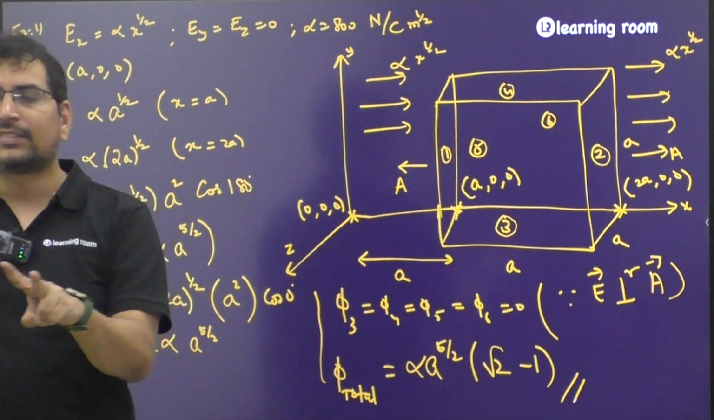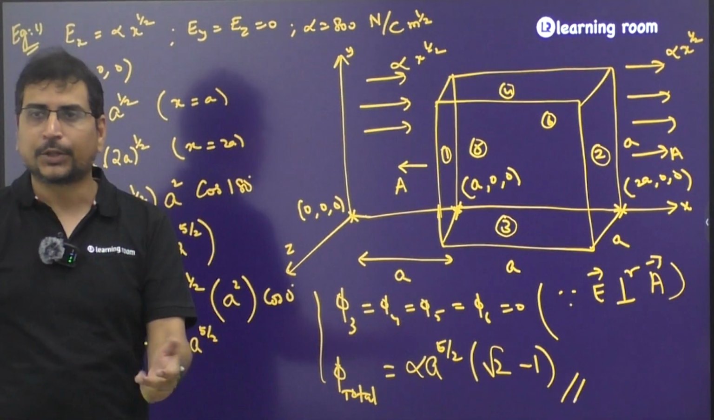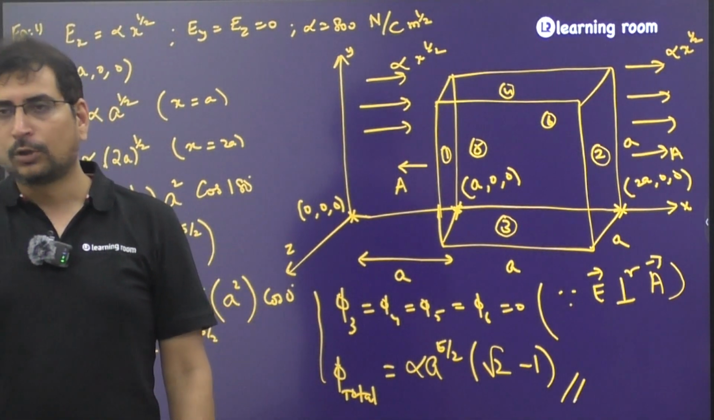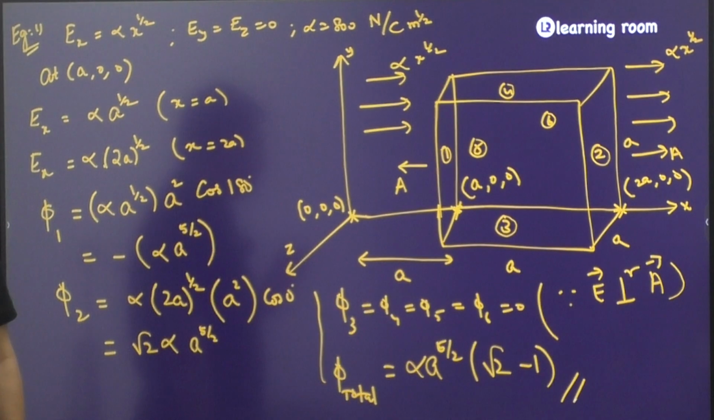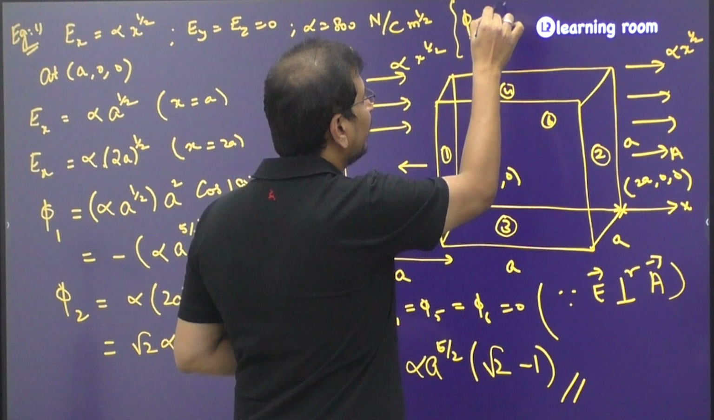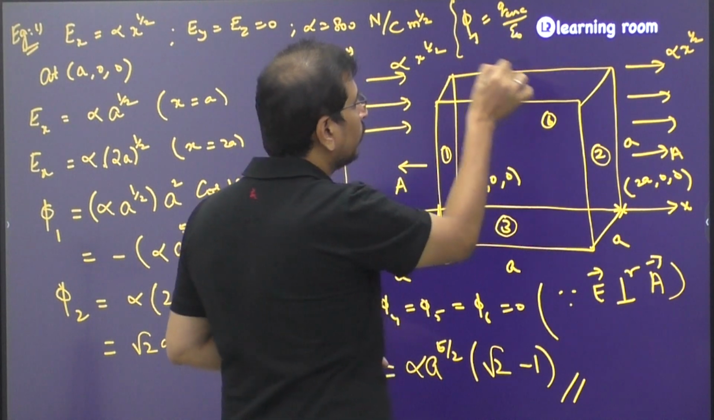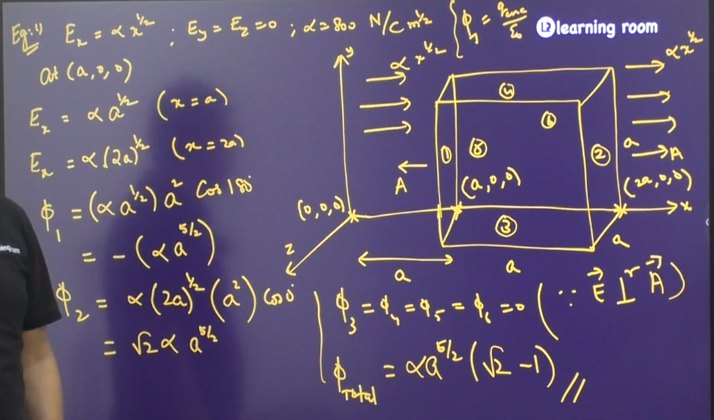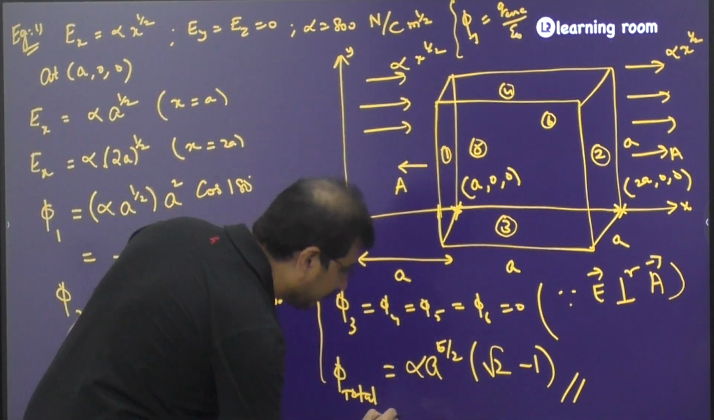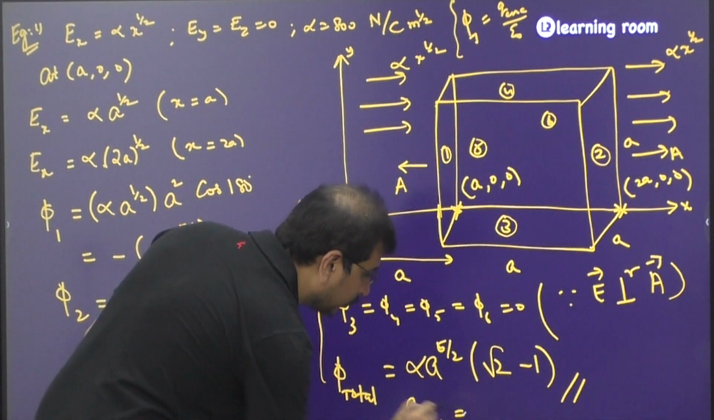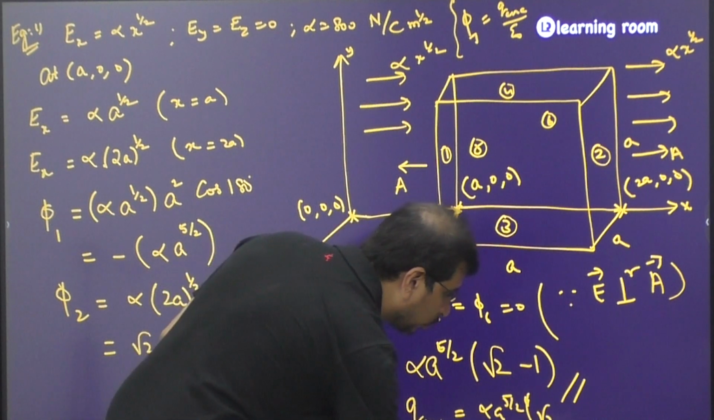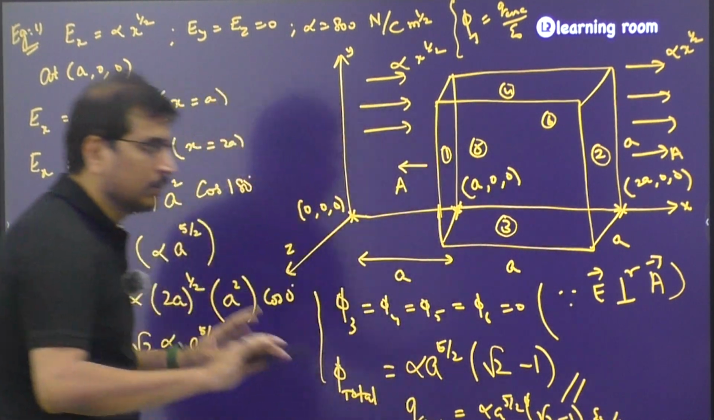And the second part is they are asking what is the total charge that is present inside the cube. It's very simple. Once you find the flux, multiply the flux with epsilon naught, that will give you the answer. Because what does Gauss law state? If you know the total flux, it is equal to charge enclosed divided by epsilon naught. Take this epsilon naught and multiply, you're done. Clear? So how much is it going to be? Q enclosed is equal to alpha into a power 5 by 2 multiplied with root 2 minus 1 multiplied with epsilon naught. Done.